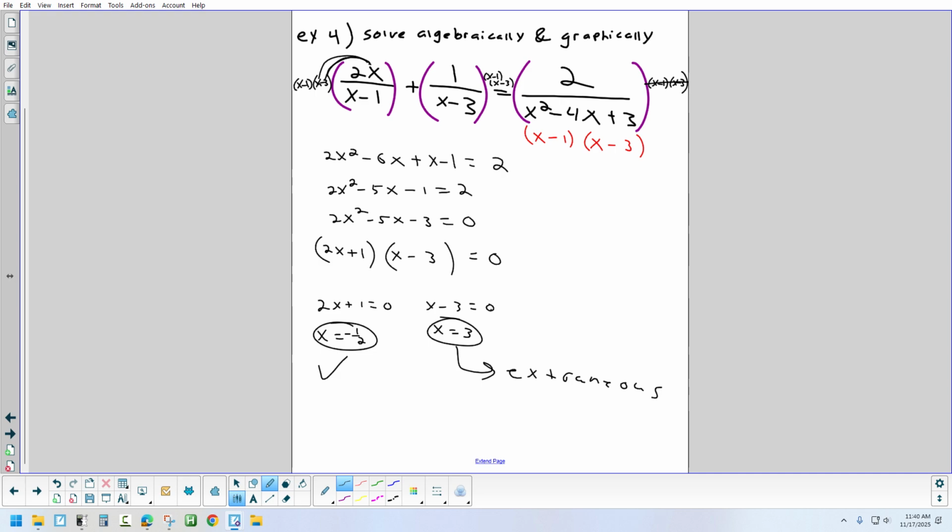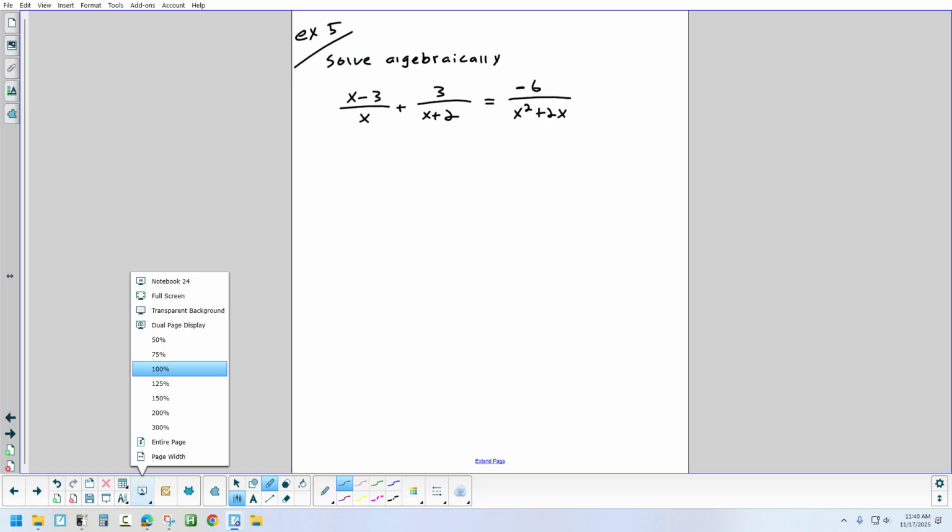If neither work, is it no solution? Right. If they both don't work, then you label both of them as extraneous, and then you say that there is no solution. Yep. Right. Let's try this one.